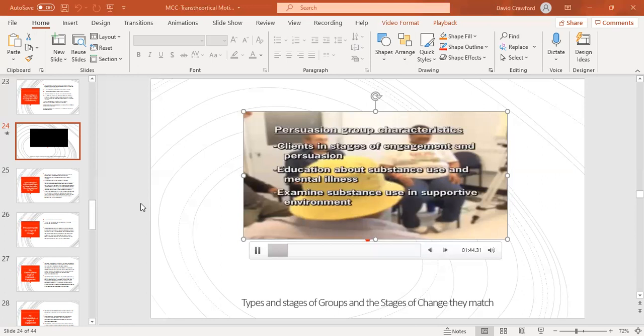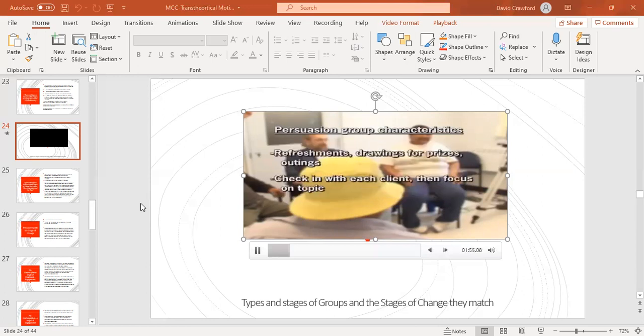The purpose of this group is to help clients learn about the impact of substance use on their lives and to examine the pros and cons of their substance use in a supportive environment. To ensure that the persuasion dual disorder group is attractive to clients, the leaders provide refreshments and a schedule of fun activities such as drawings for prizes.